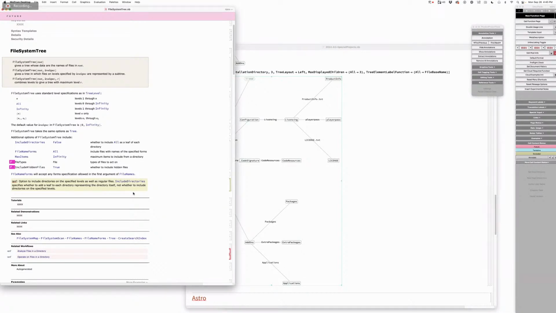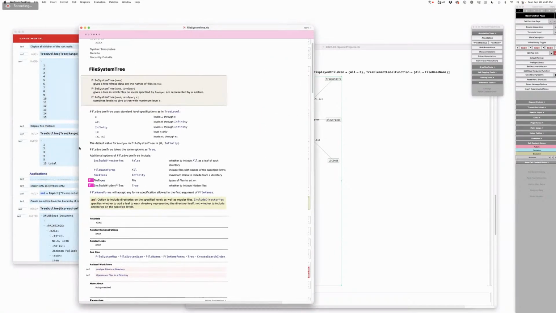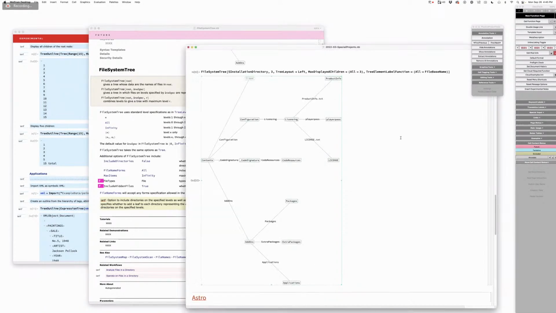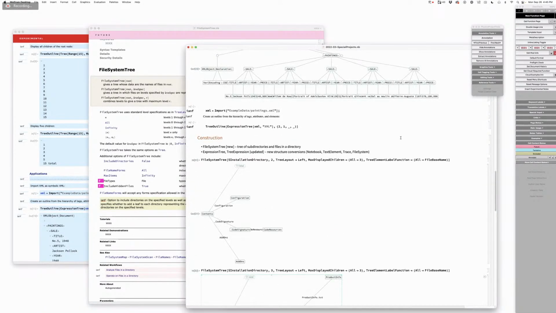All right. What else should we look at with file system tree? Good start. I think that's it. Now, new structure conversions. We probably need to look at these, don't we? Yep. Let's go to expression tree.